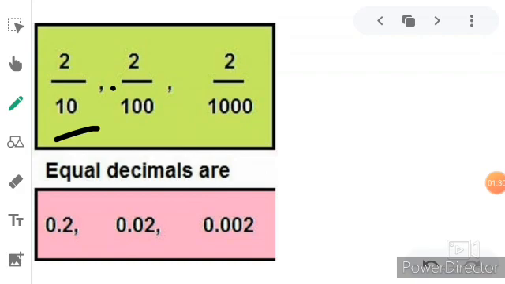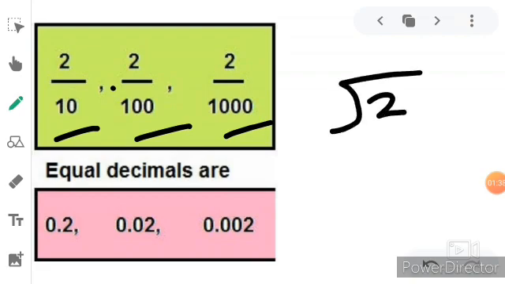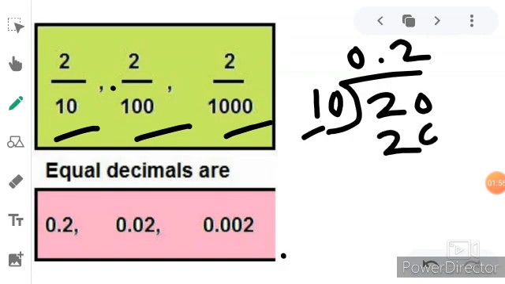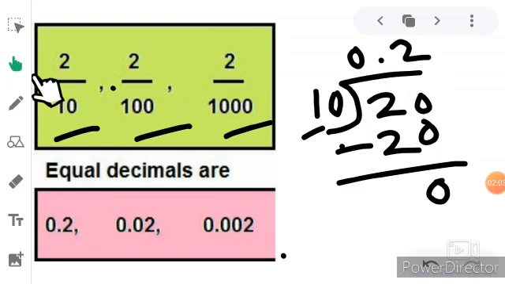Now students, here you can see three fractions are given to you: 2 upon 10, 2 upon 100, 2 upon 1000. Let's divide. First of all, 2 divided by 10. We can't divide 2 by 10, so we put 0 over here and here a decimal point. Now read the table of 10 up to 20. 10 twos are 20. Now subtract, 0. So our answer is 0.2. So 2 upon 10 is equal to 0.2.